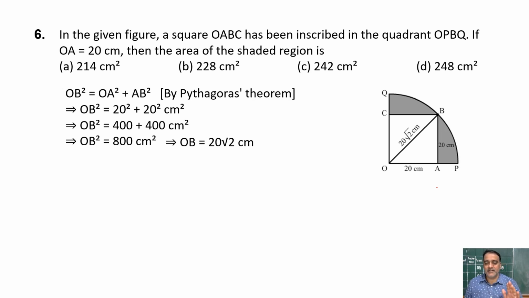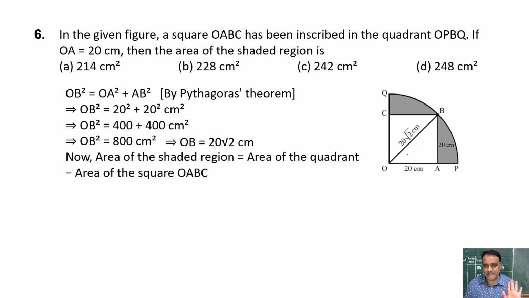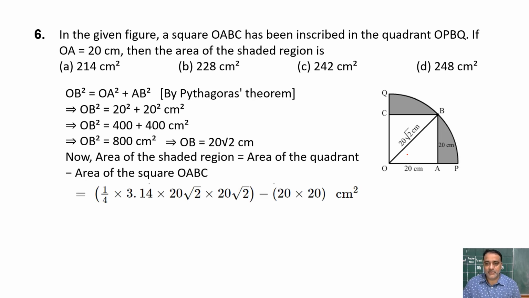And we know that the area of quadrant formula is 1/4 pi r square. तो क्या करेंगे हम लोग quadrant में से ये square minus करेंगे. This is clear? Yes, sir. So the area of shaded region is area of quadrant minus area of square. Now area of quadrant is 1/4 pi r square and the area of square is a square, that is side into side. Side is 20, right? So 1/4 pi, that is 3.14 into r square, that is 20 root 2 into 20 root 2. So this step is clear?